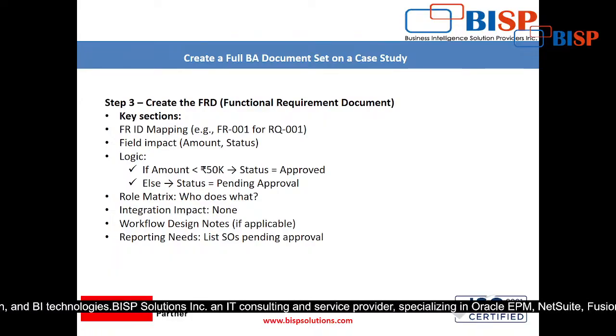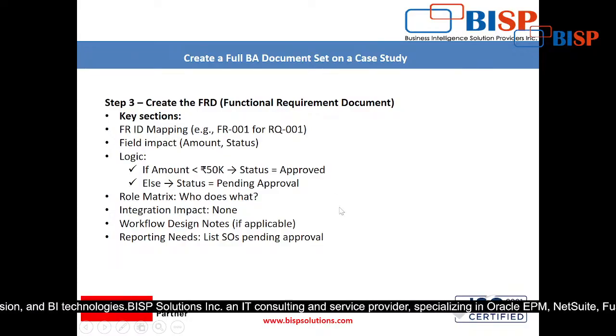Now in functional requirement, first of all, let's divide this complete functional requirement document into a set of IDs. So functional requirement 1 says, if the amount is less than 50,000, then status should be approved. If it is greater than 50,000, status should be pending. So two fields are impacted here. Look at this, the amount and the status. That is what is written here, field impacted.